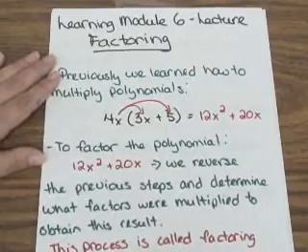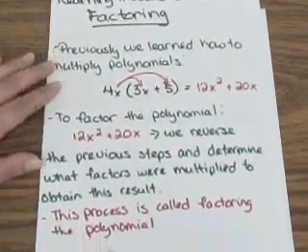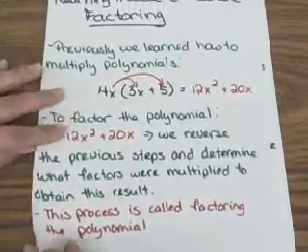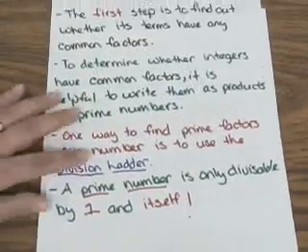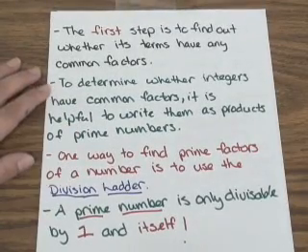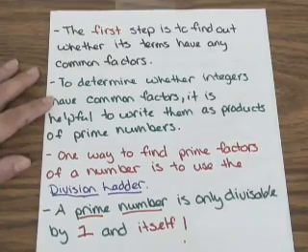reverse the previous steps and determine what factors were multiplied to obtain this result. This process is called factoring the polynomial. The first step is to find out whether its terms have any common factors. To determine whether integers have common factors, it is helpful to write them as products of prime numbers.